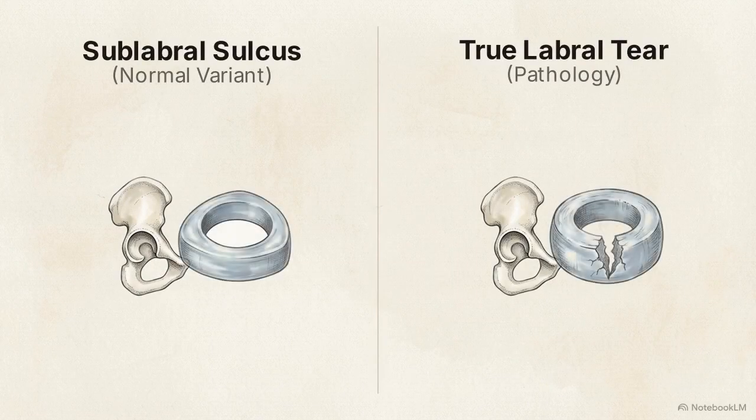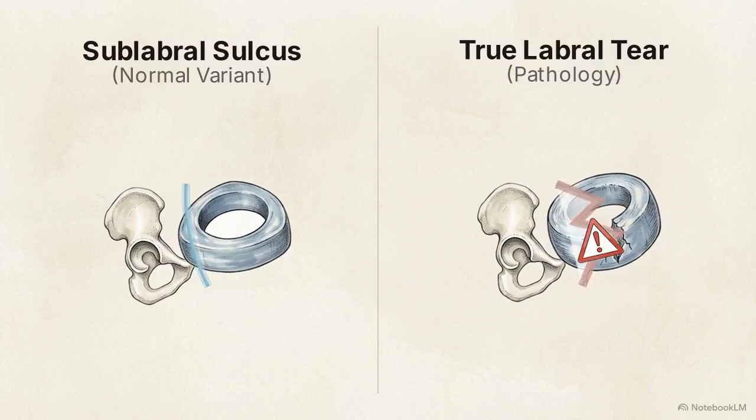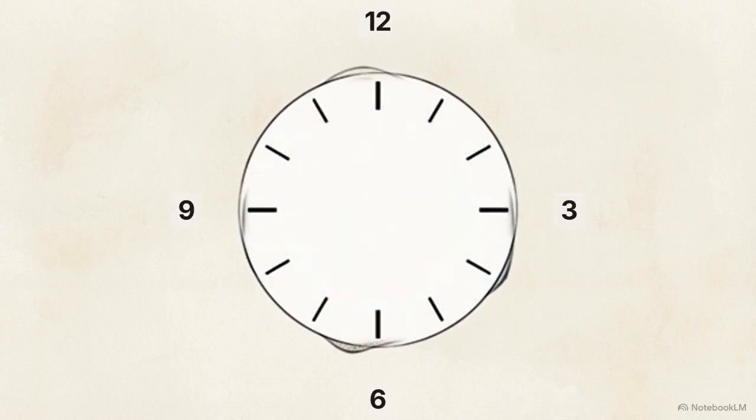The primary diagnostic differentiator is margin morphology. The margins of a sulcus interfacing with the labrum will appear entirely smooth, whereas true tears present with irregular clefts extending directly into the labral substance. Sulci typically appear in specific locations. They are most commonly found in the posterior superior quadrant, followed by the anterior superior quadrant.